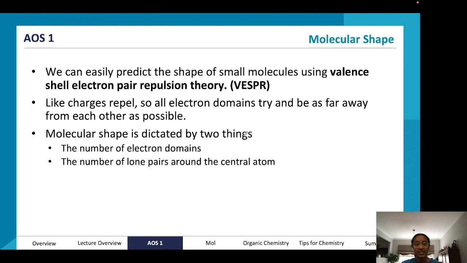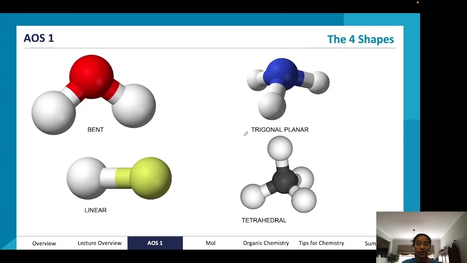There are two things that essentially dictate that: the number of electron domains that you have, and also the number of lone pairs that you have, because lone pairs want to be further away from each other than bonded pairs. So that's important as well.